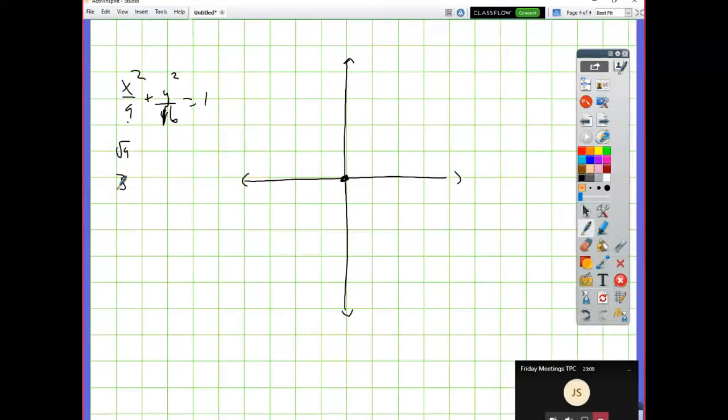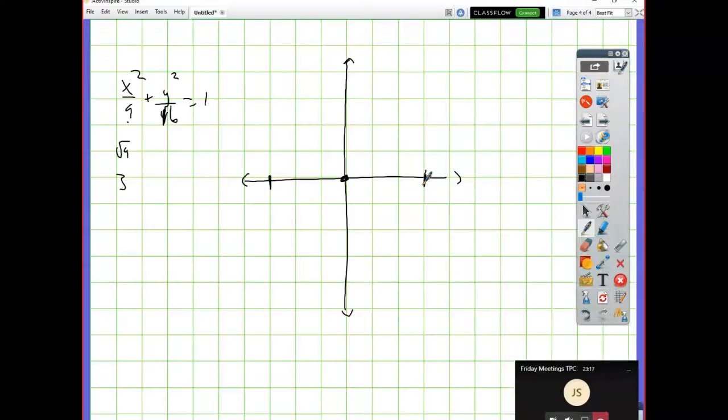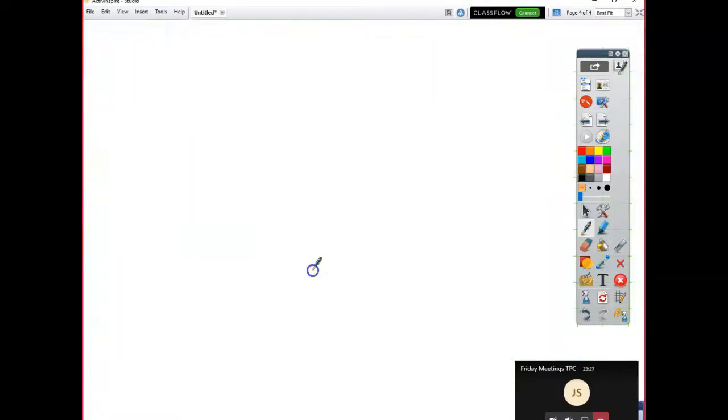We're just going to go 1, 2, 3, boom. And then in the other direction, how far are we going up and down? 4. 1, 2, 3, 4, boom. All right, there's my ellipse. I'm going to try to draw it so it doesn't look like a little diamond-shaped weird thing. That's one of my better ellipses in my lifetime.